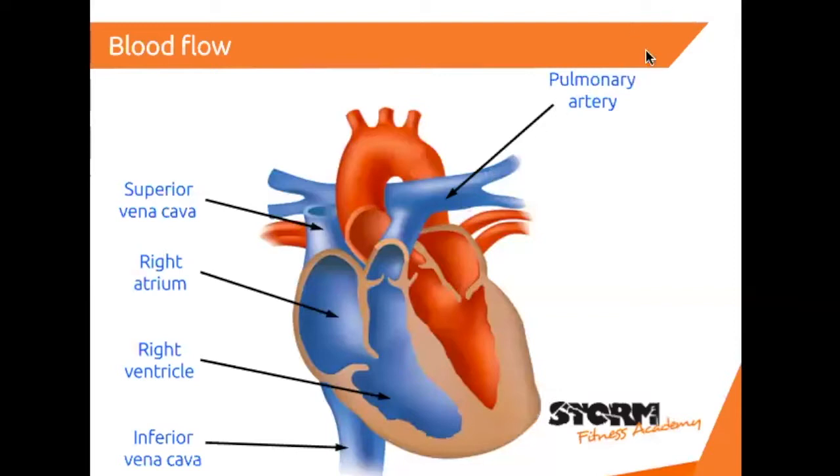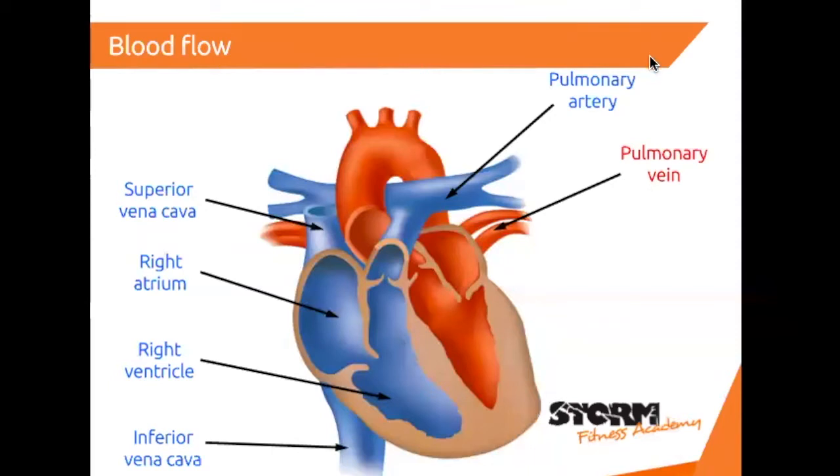What's it picking up in the lungs, guys? Something good that we need. Oxygen, and it gets rid of carbon dioxide as well. So then it comes back in by the pulmonary vein. So notice the writing has become red now because it's oxygenated.